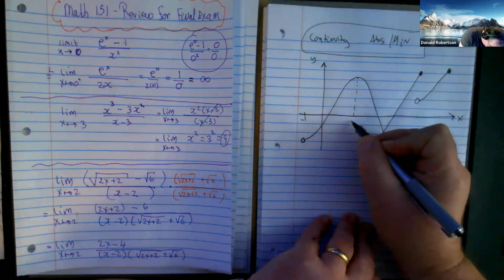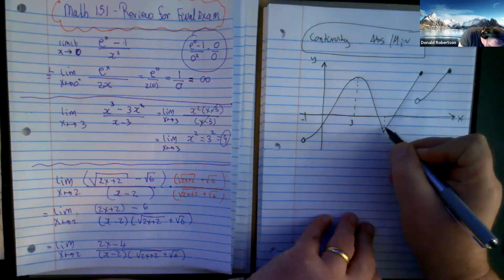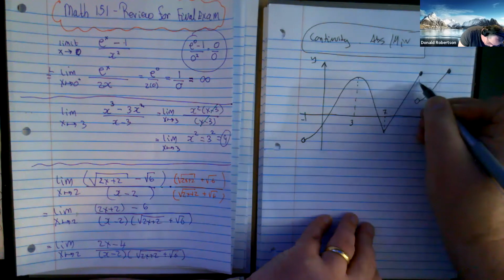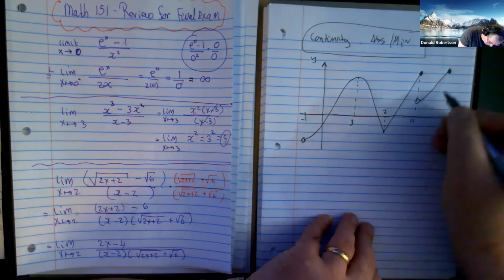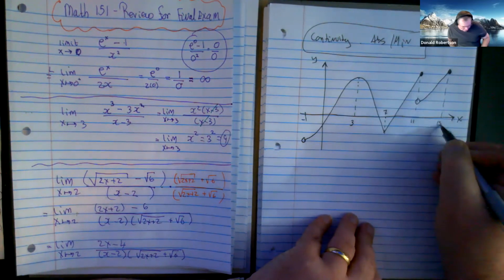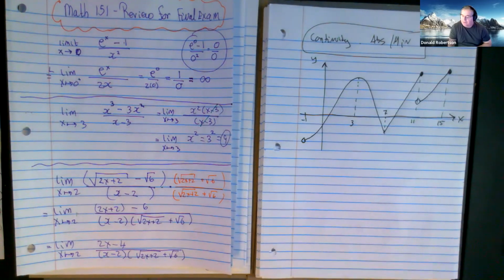This guy here is going to be 3. This guy here is going to be 7. This guy here is going to be 11. And this guy over here is going to be 15, right? So I'm giving you the x coordinates of all the key numbers, right?